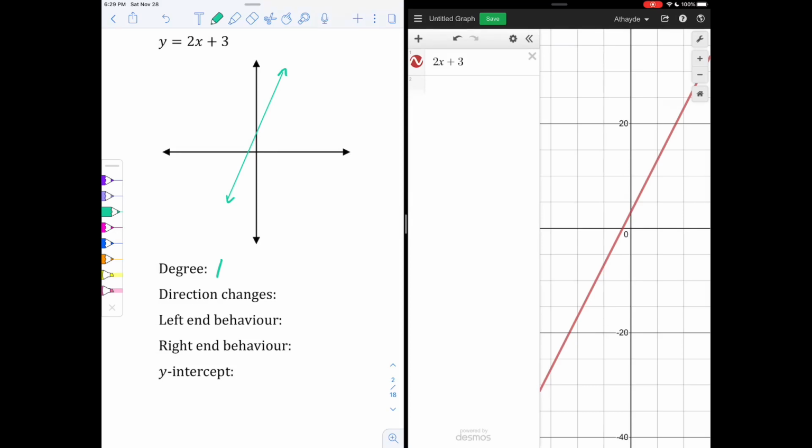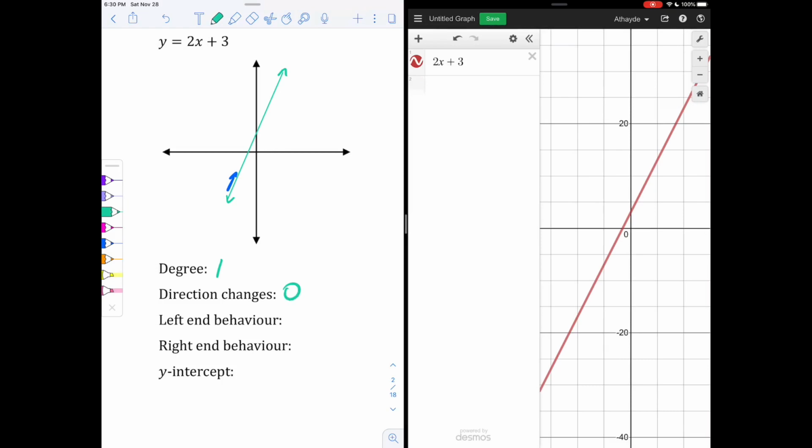How many times does it change direction? When I look at this thing, as it starts, it's going up, and as it ends, it's doing the same thing. Like, it's going up the entire time. It never switches from going up to going down or anything like that. So this thing has 0 direction changes.